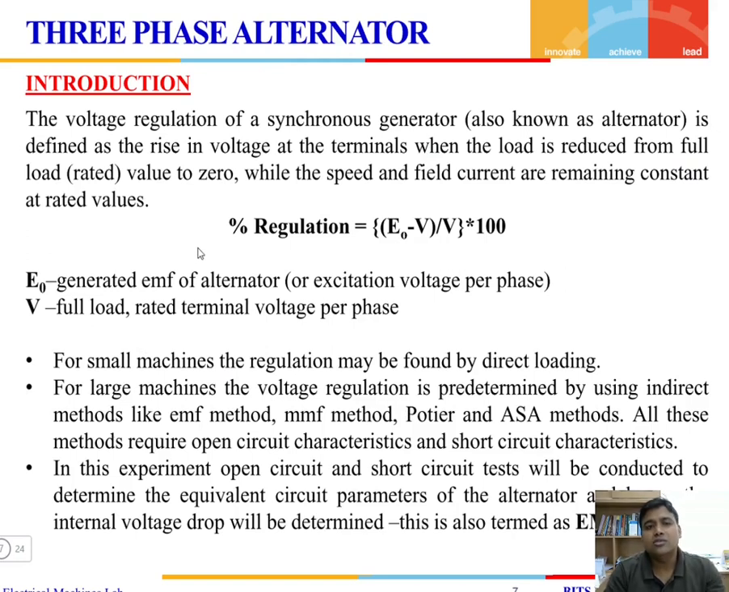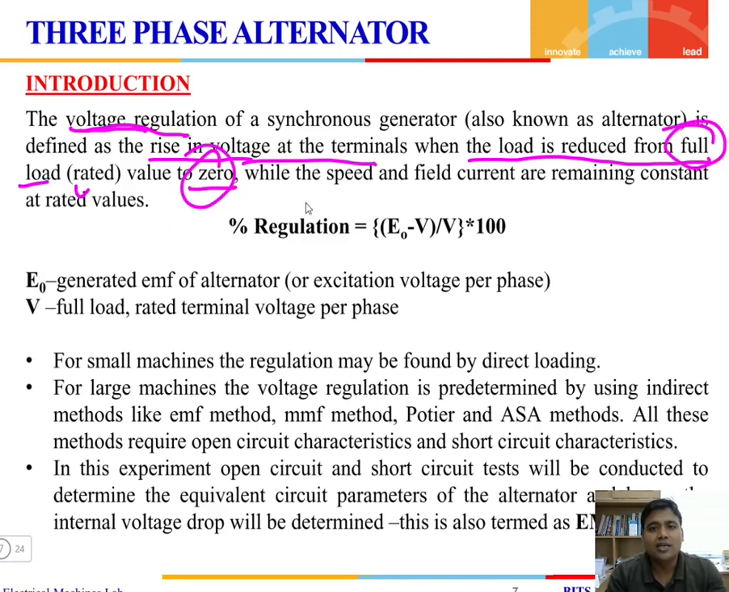Now the introduction. Since we are trying to find the voltage regulation of the alternator, that is basically defined as the rise in voltage at the terminals when the load is reduced from the full load, that is the rated value, to 0. So when we are changing the load from the full load to 0 suddenly, keeping the speed and the field current constant. So the two things we need to keep constant are the speed and the field current.